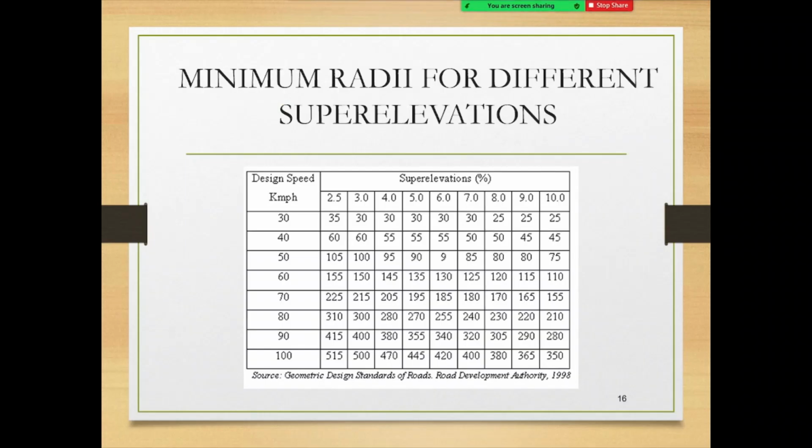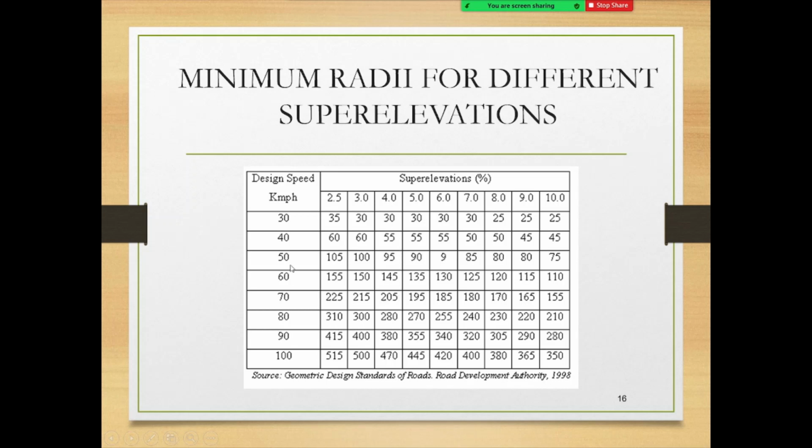And this is minimum radii for different super elevations. Now you can see, if your design speed is 70, how you are going to read this table? If you are going to plan to provide a super elevation of 4, you have to have minimum 205 meter radius. Or else you can interpret it like this. If your design speed is 70 and the curve radius that you can provide is 205, your super elevation should be 4.